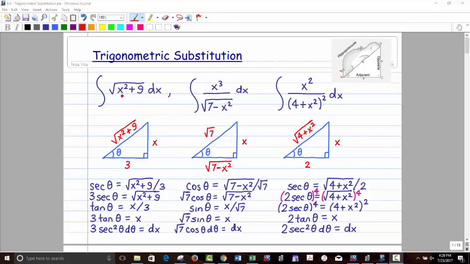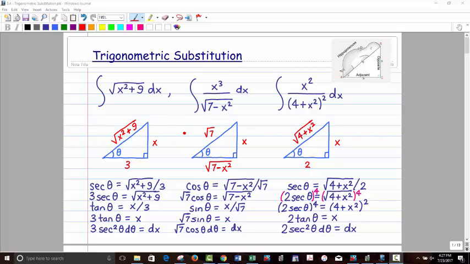So this first one, I need to represent the square root of x squared plus 9 on a right triangle. Whenever it's plus between the two, it'll have to be the hypotenuse where that radical will go. One side will be the square root of x squared, which is x, and the other side will be the square root of 9, which is 3.